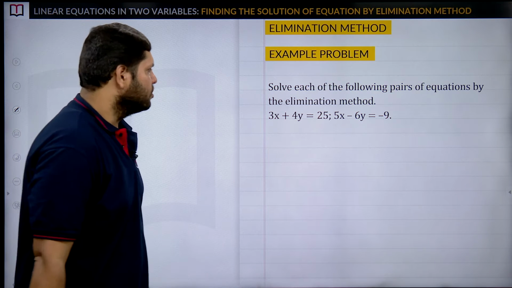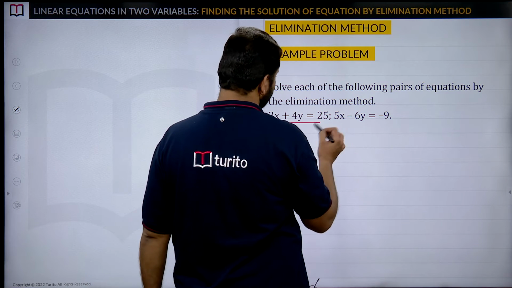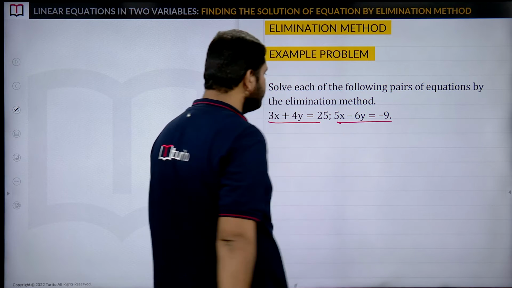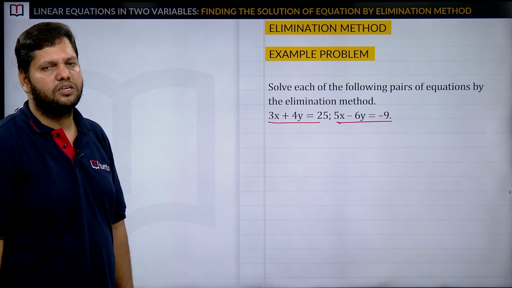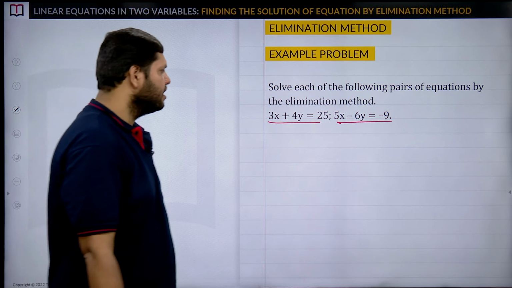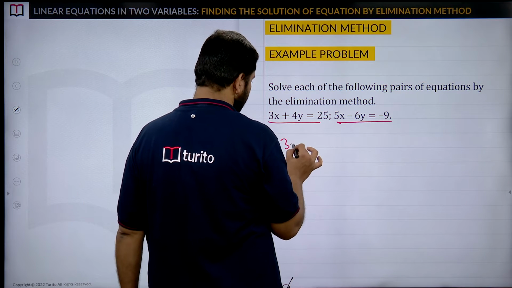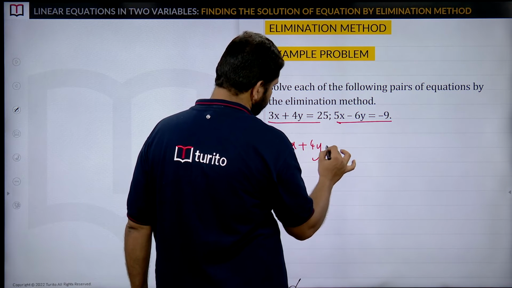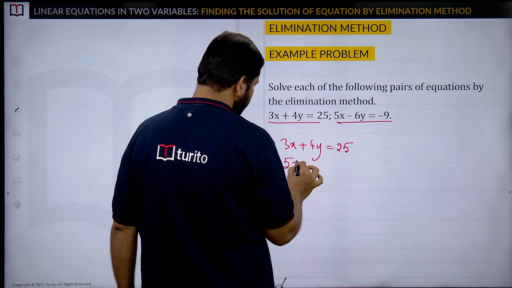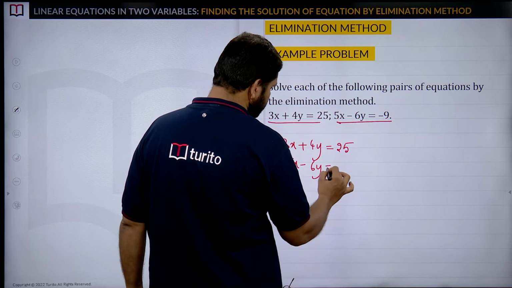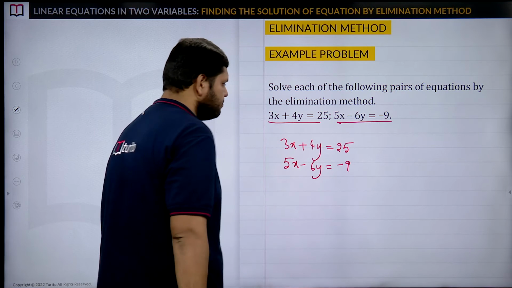And children, look at this question. 3x plus 4y is equal to 25 and 5x minus 6y is equal to minus 9. Okay children? I can take this as equation 1: 3x plus 4y is equal to 25. And take this as the second equation: 5x minus 6y is equal to minus 9.